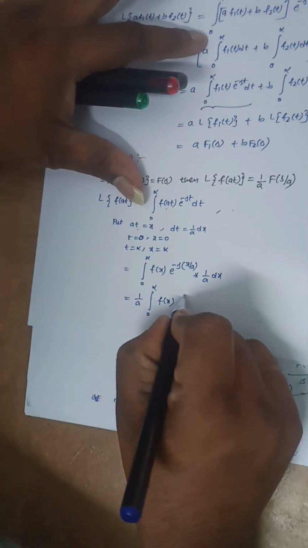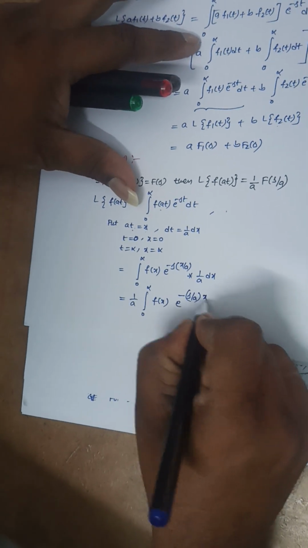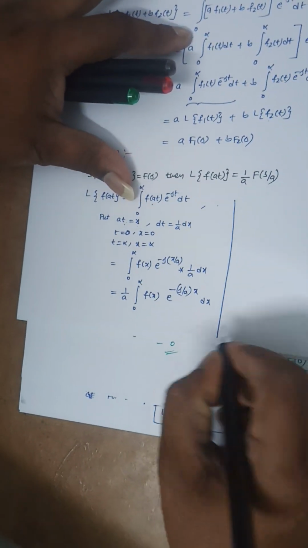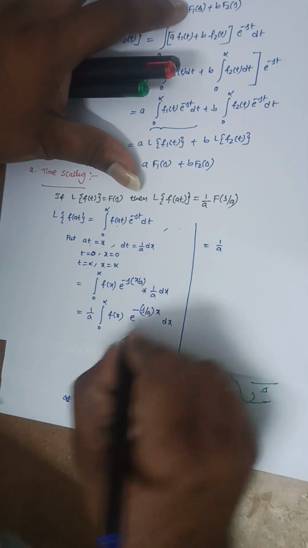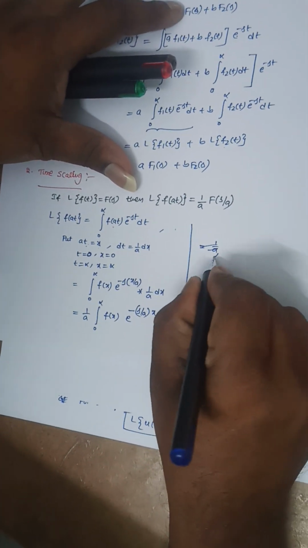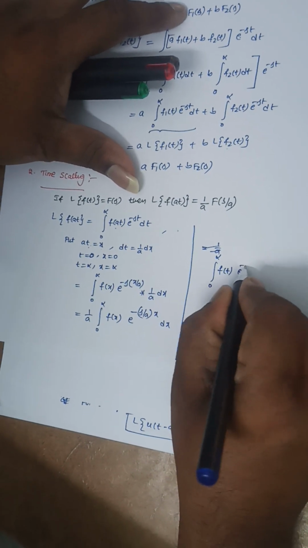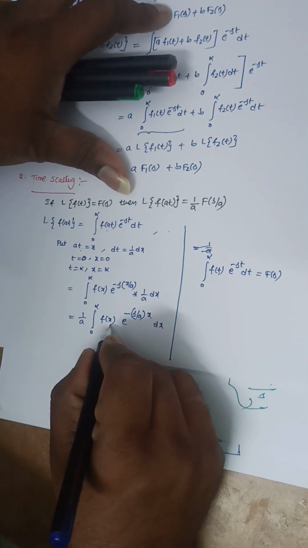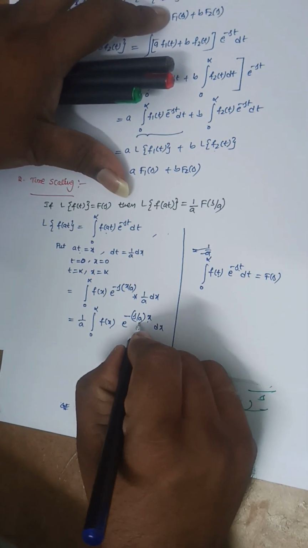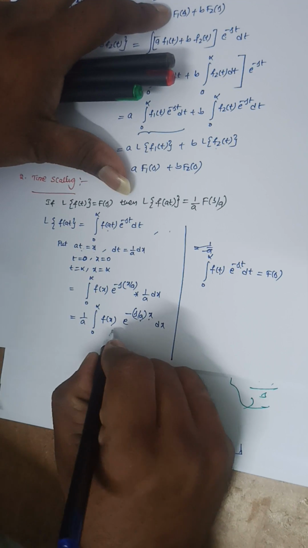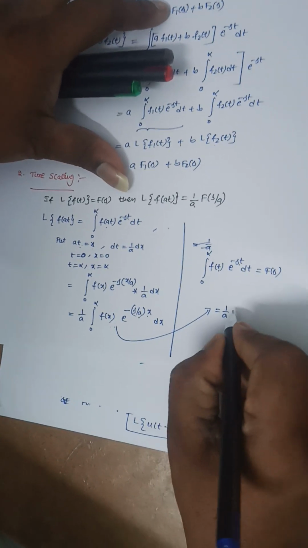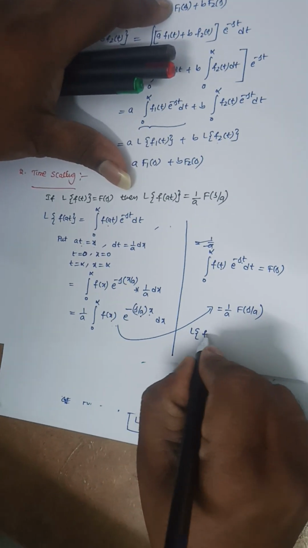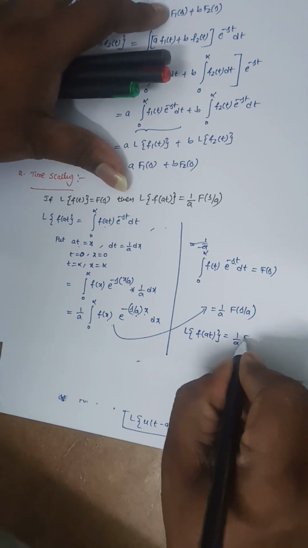I can write as e power minus s by a into x dx. Now it is 1 by a into the formula for integral 0 to infinity f of t e power minus st dt is equal to F of s. We know that. In place of t, here it is x, and in place of s, here it is s by a. So I can rewrite this expression like this: 1 by a into F of s by a. So Laplace transform of f of at is equal to 1 by a into F of s by a.